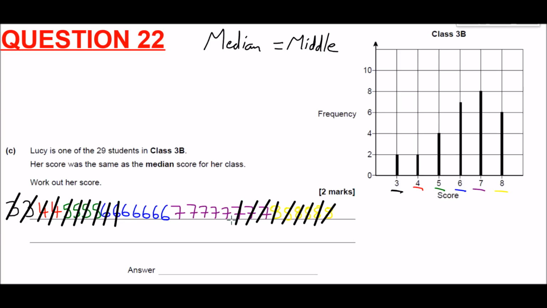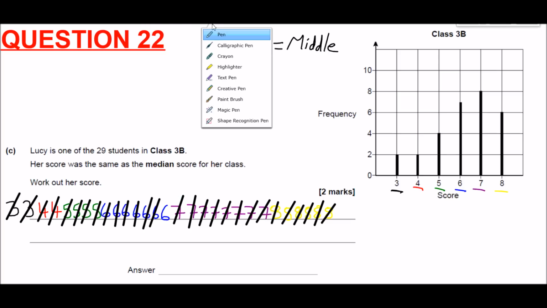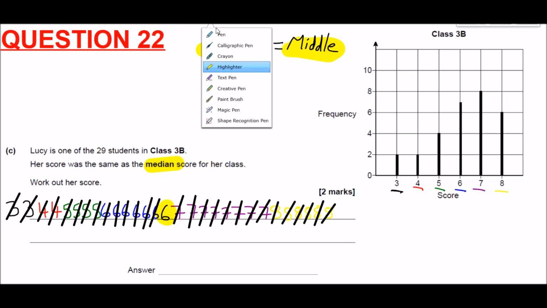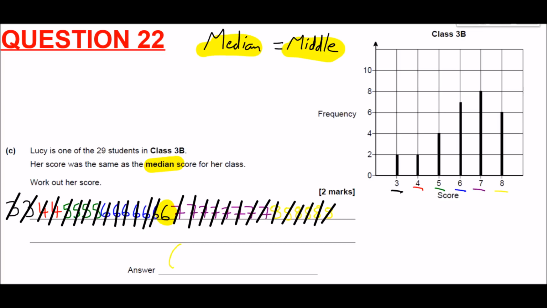So by now you can see it's either going to be a 6 or a 7. Getting closer, closer. And as you can see, there's only one number left. The number that's left is the number 6. Therefore, the median, the number in the middle, is 6. So if she scored the same as the median, she must have scored 6. Put it back in black. And that's our answer to 22 part C.